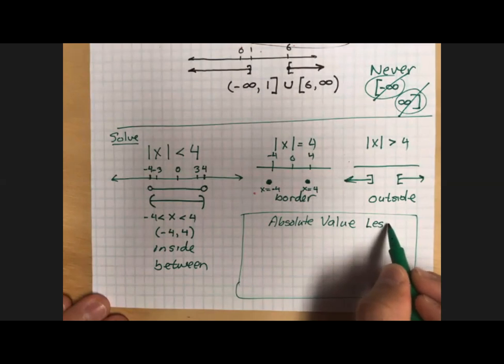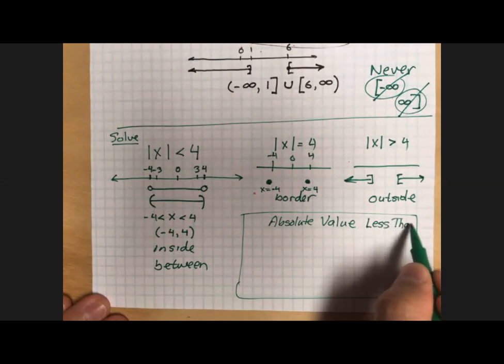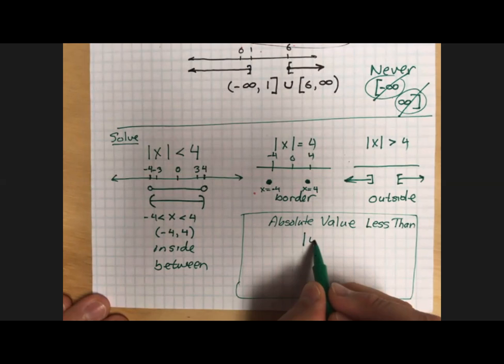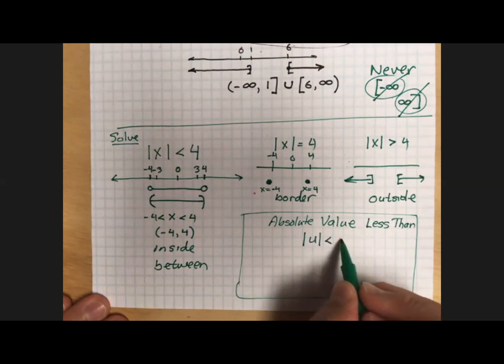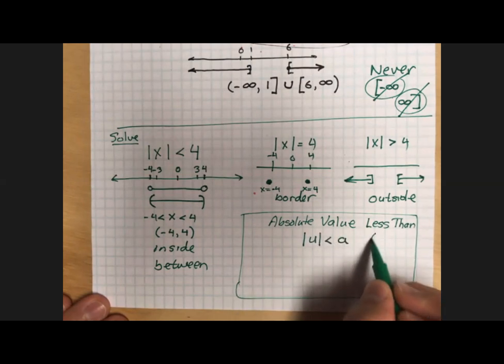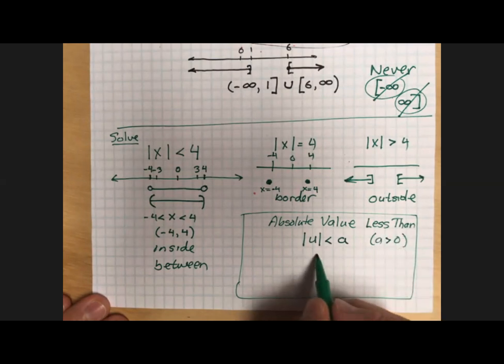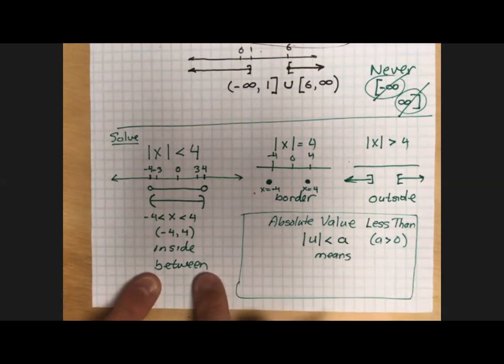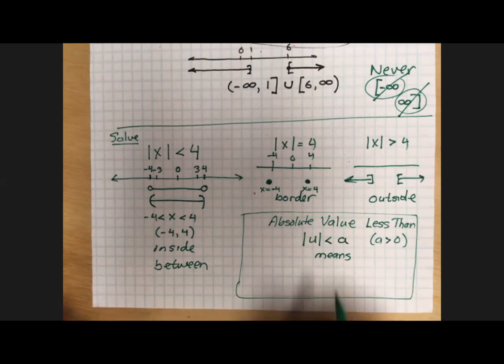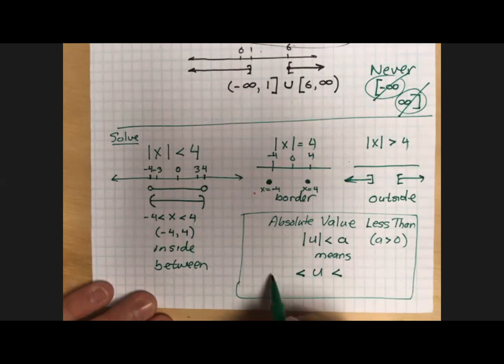So this is the rule for absolute value less than something. When you have the absolute value less than some number, some positive number, could be less than or equal to, then the rule looks the same. That means, and if you want to say that word, go ahead, it means between. It means that your thing is trapped between minus A and A.